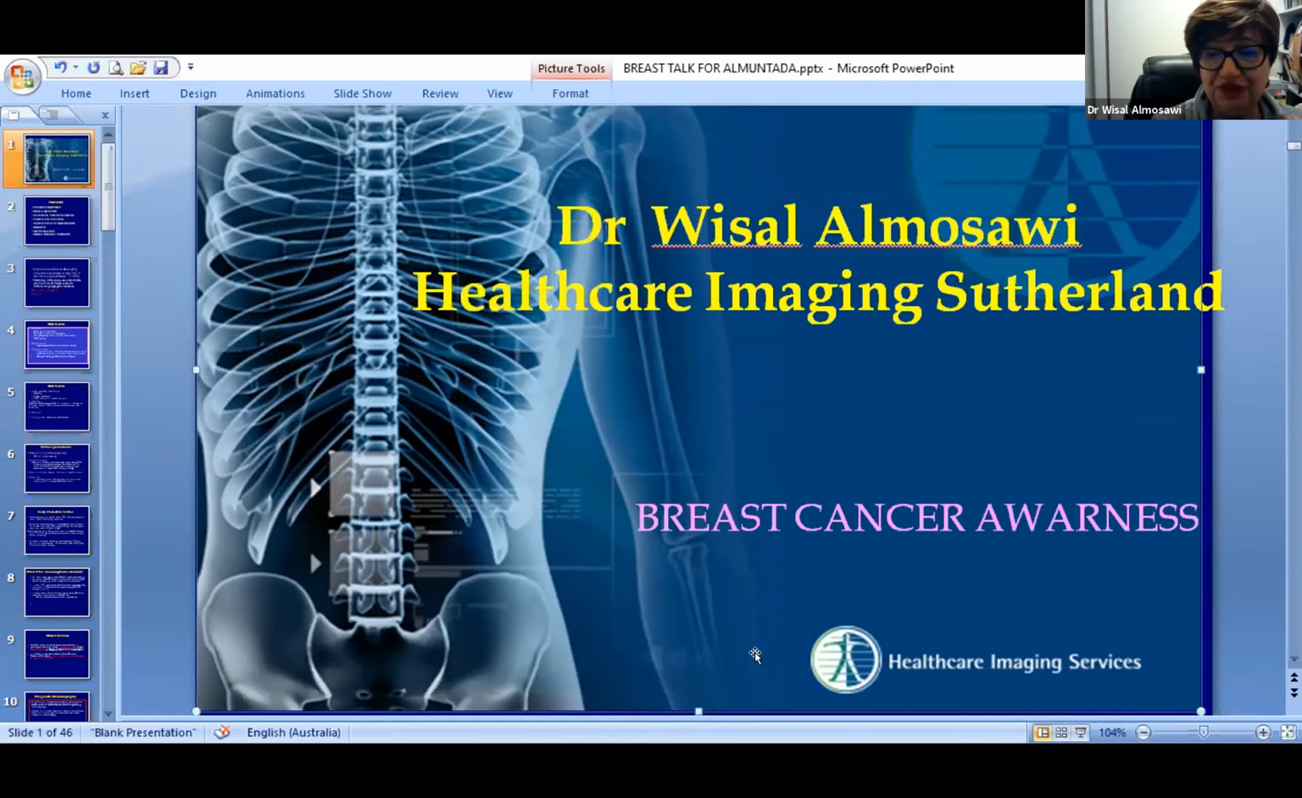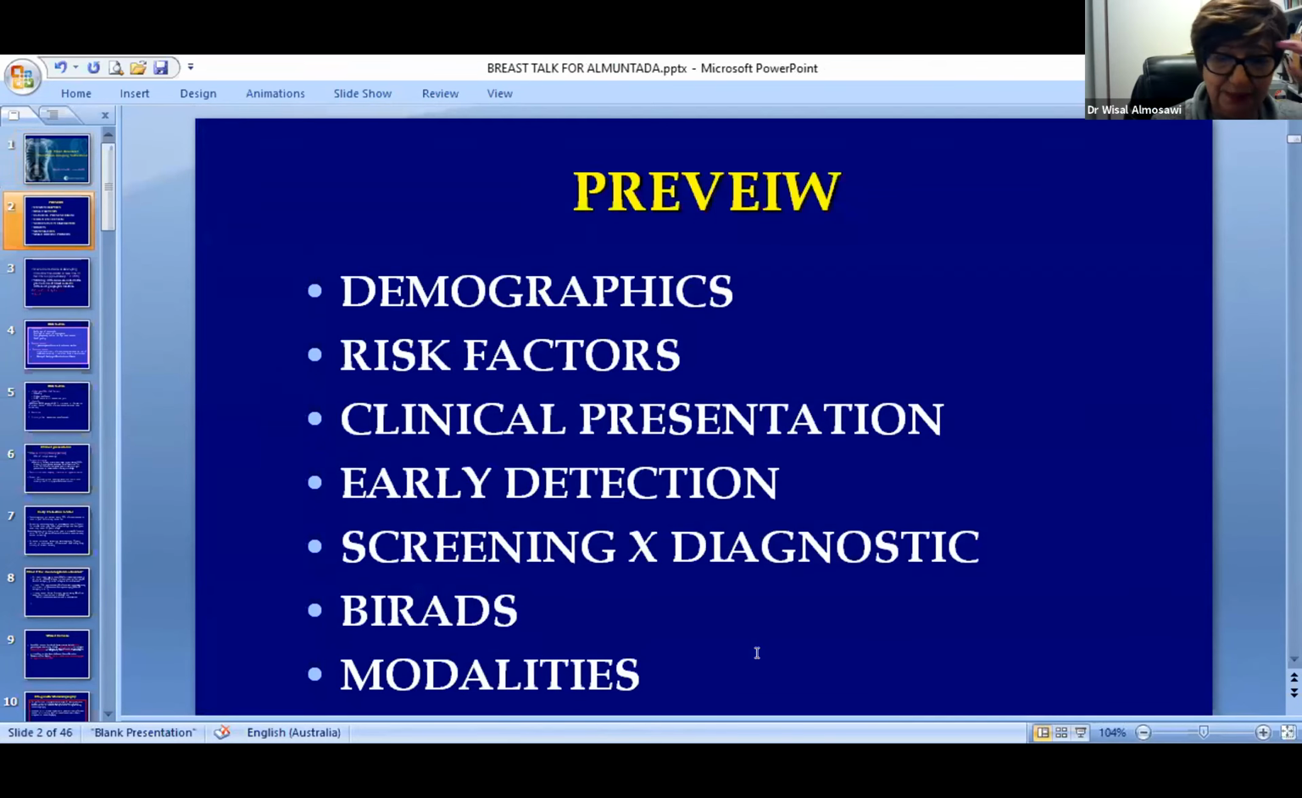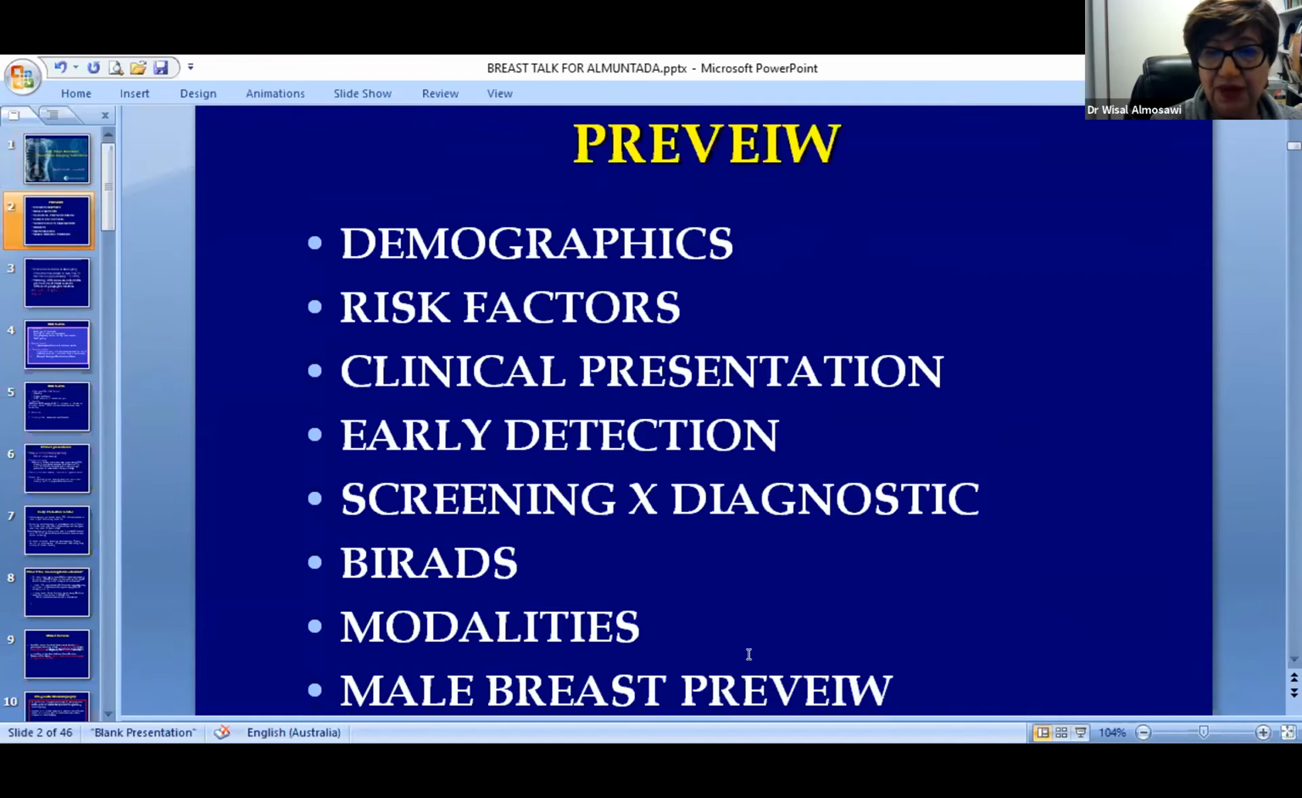So it will be just a short preview about what we will talk about. We'll talk about some demographics, risk factors, clinical presentation, early detection, screening versus diagnostic imaging of the breast, and BI-RADS classification. A lot of general GPs have heard about BI-RADS, so probably just a little bit of explanation, and what the best modalities for breast imaging are.